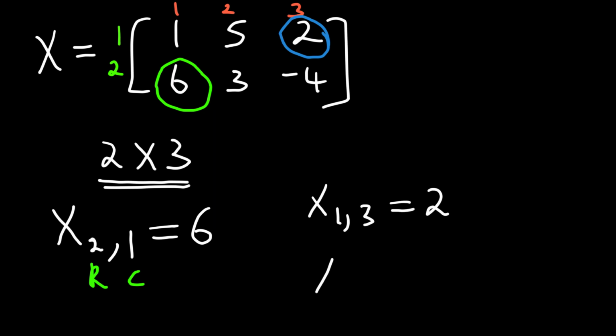Now what about element X22? In this case, we need to find which element is located in the second row, second column. That element will be 3, because 3 is located in the second row and also in the second column. Therefore, element X22 will be equal to 3.